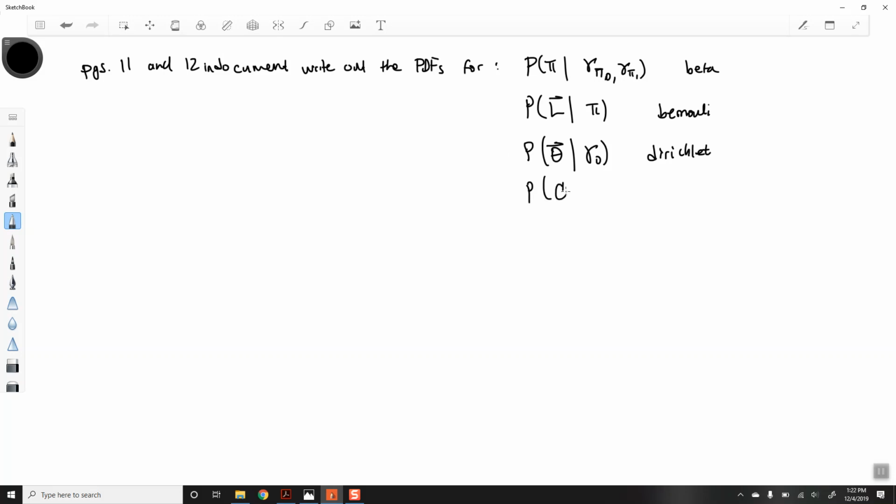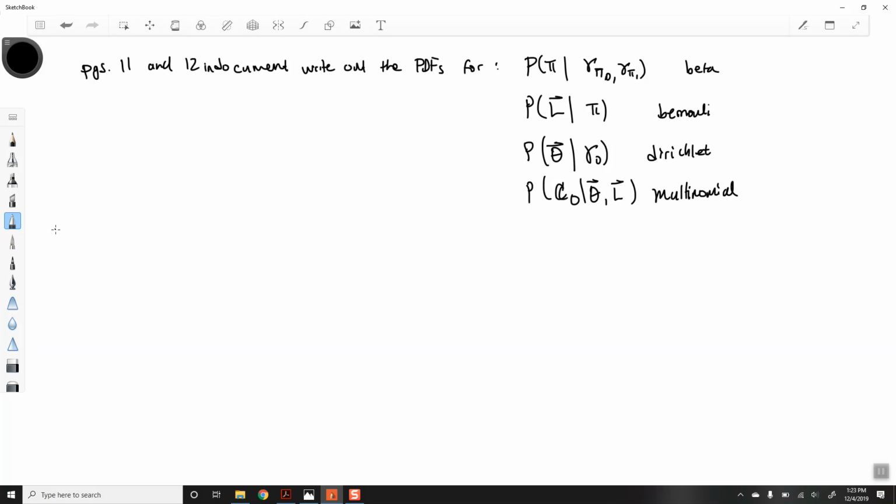So these pages look scary, because there are lots of PDFs written out. Maybe it's just me, but anytime I see a whole bunch of math formulas on a page, it's a tiny bit intimidating. But these are all the PDFs, and that's what those pages are.